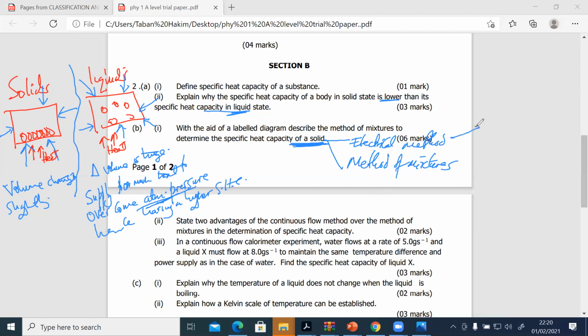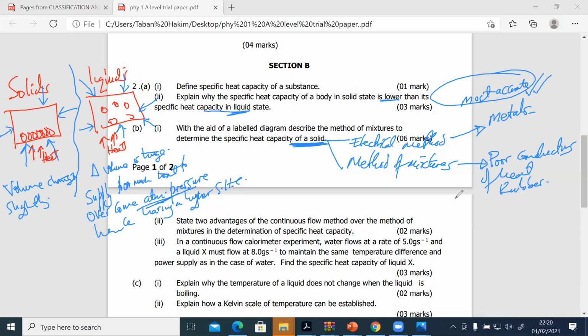The electrical method basically works for metals or good conductors of heat, and the method of mixtures works for insulators or poor conductors of heat. Poor conductors of heat, for example, rubber. Now, if we've been given a question like this, it is always better that you use the electrical method. Why? Because it is the most accurate.